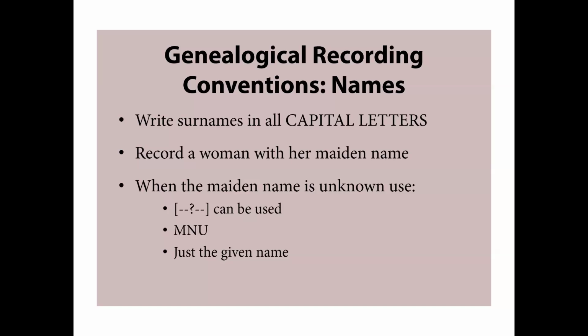Now, if you don't know the maiden name, there are a couple of ways you could indicate this in your templates or even in online software. You could use a question mark. You could use an abbreviation like MNU, which is maiden name unknown. You could use just the given name. I have been told by people at Ancestry that you can even type out something like 5 dashes in a row in software, for example, as a placeholder, or you just leave it blank and have a given name. And then you can always go back and fill that in.